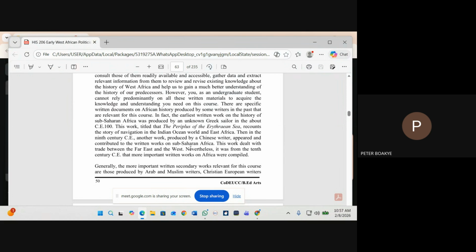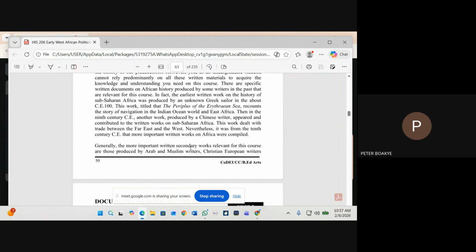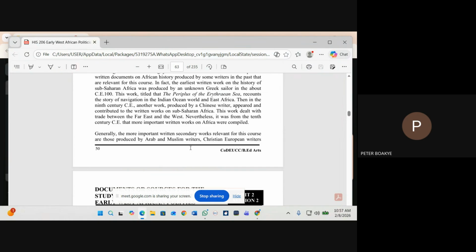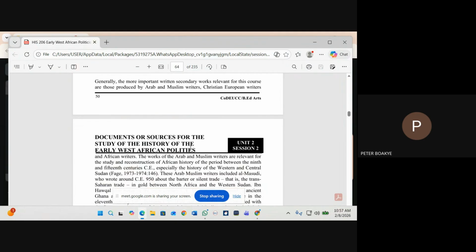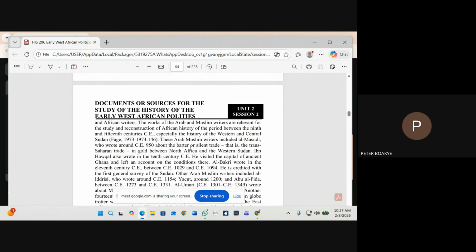Then in the 9th century, another work produced by a Chinese writer appeared and contributed to the written work on sub-Saharan Africa. This work dealt with the trade between the Far East and the West. Nevertheless, it was from the 10th century that more important written works appeared. Generally, the more important written secondary works relevant for this course are those produced by Arab and Muslim writers.